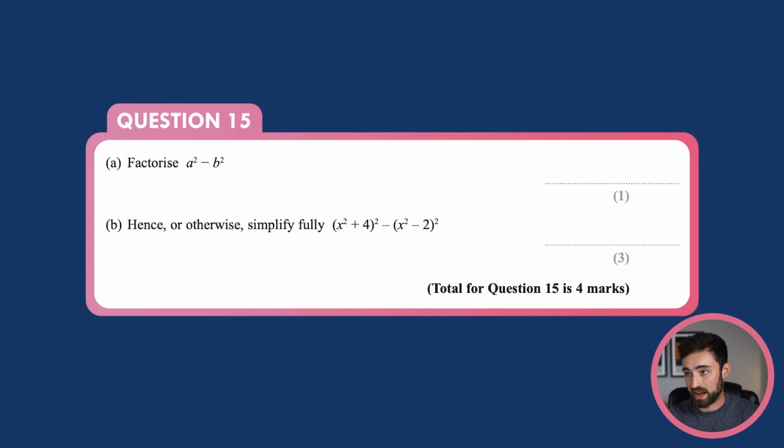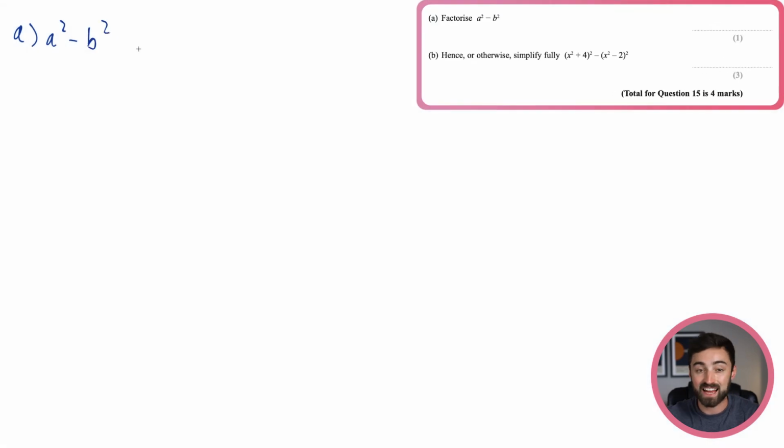Getting through the good stuff now. So the first part of question 15, it says factorize a squared minus b squared. Now, I do not need to tell you that this is difference of 2 squares. You should be able to see this. If not, go to AITutor, right? So a squared minus b squared, I'm not going to talk about this much, but it's a plus b times a minus b. This is called the difference of 2 squares.